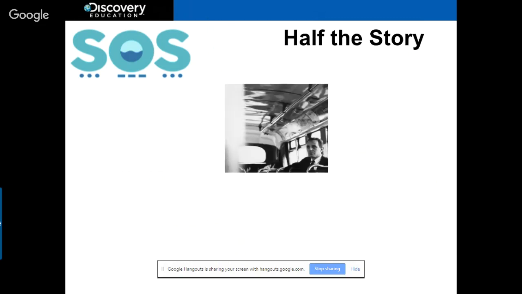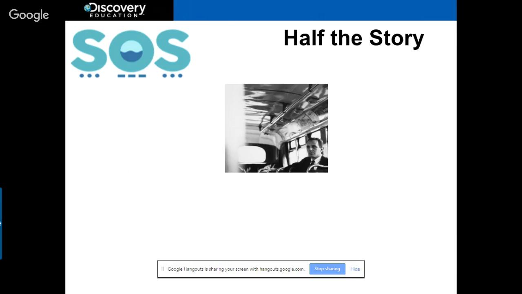Let me ask you to put your thinking caps on and put your student hats on. Observe what you see in this image. Take a look at it and think about this. What do you see in this image? Right now we see a man, and we see this image is black and white. It may be an older image. That could be an older bus. So you may have students respond in that way.